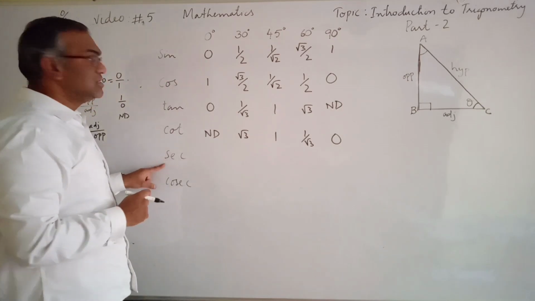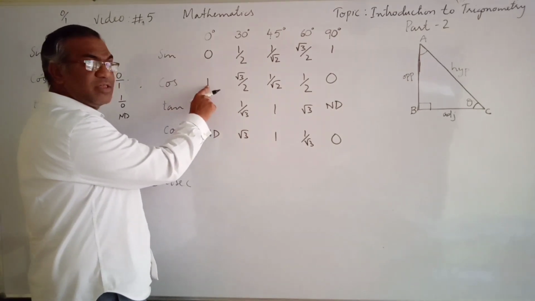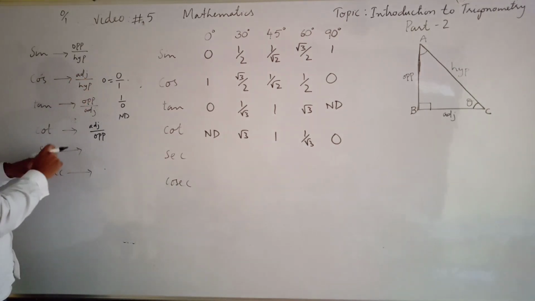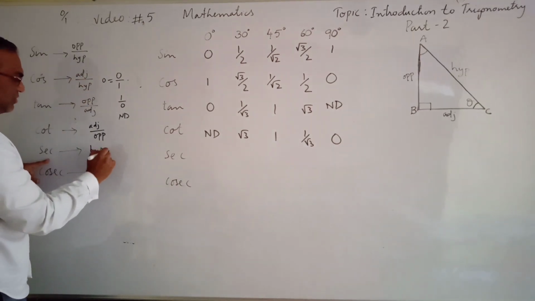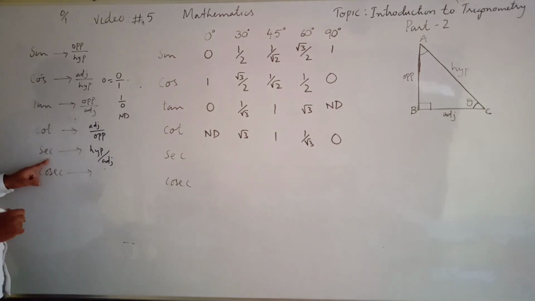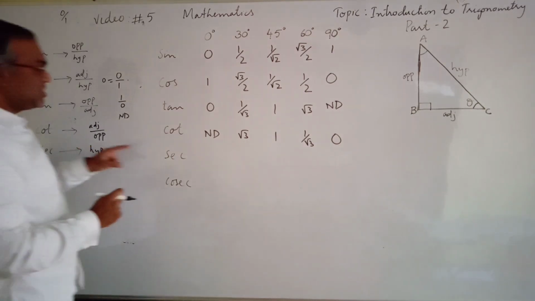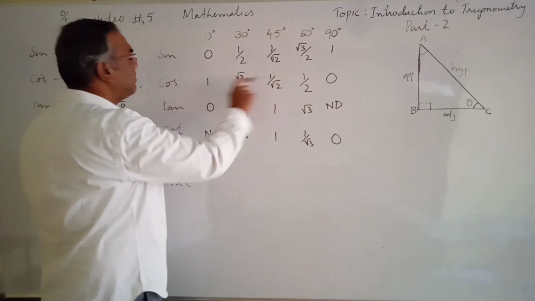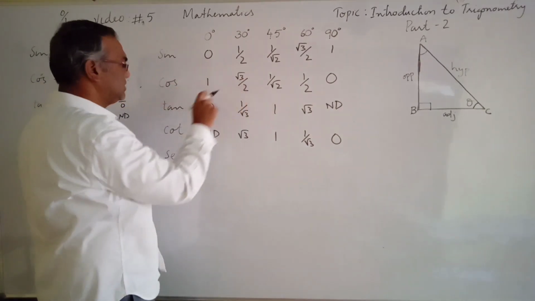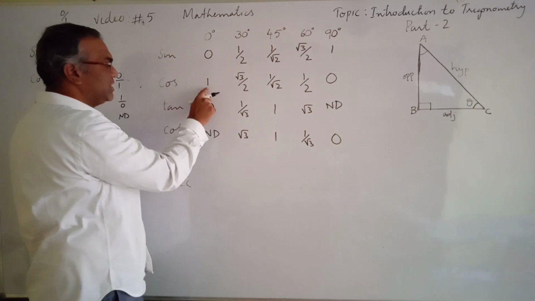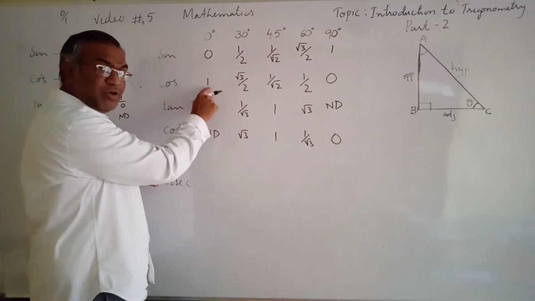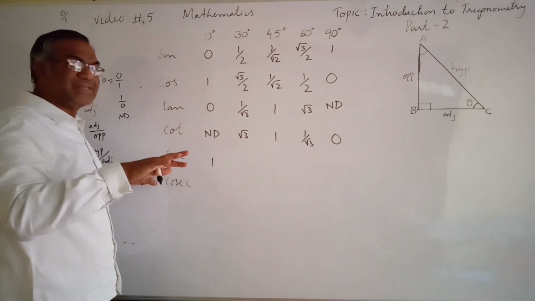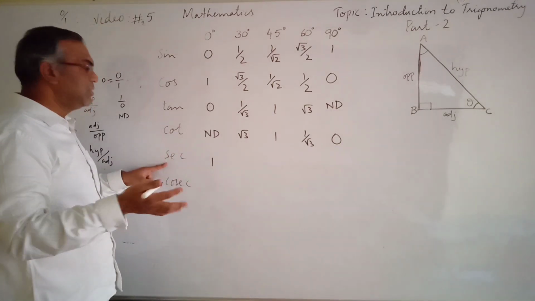Okay, then sec. Sec is reciprocal of cos. Cos is adjacent by hypotenuse, so sec will be hypotenuse divided by adjacent. To write the values of sec, we have to take the reciprocals of cos. What is the value of cos 0? It's 1. So sec 0 will be reciprocal of 1, which is 1 by 1, that will be 1.